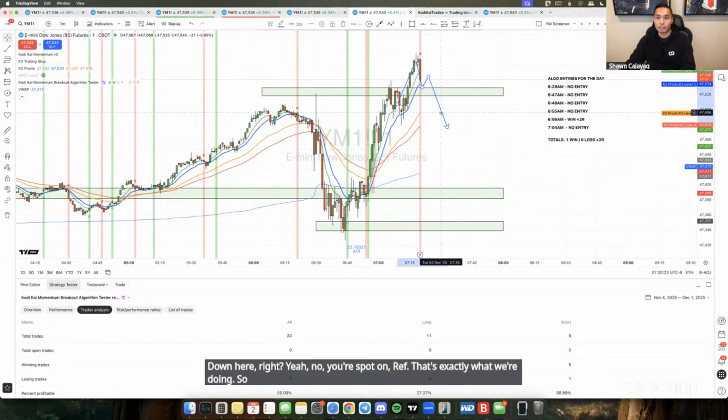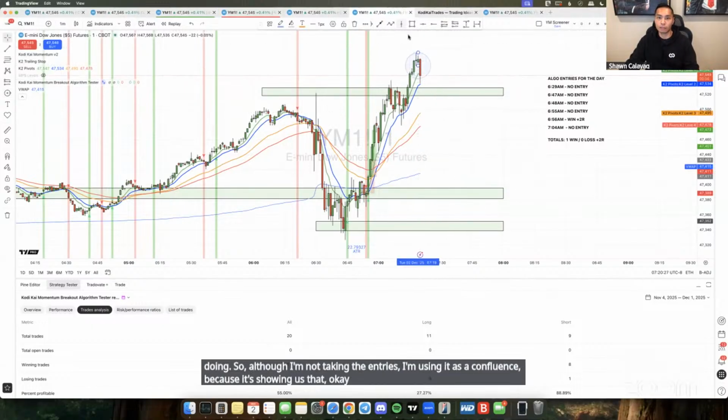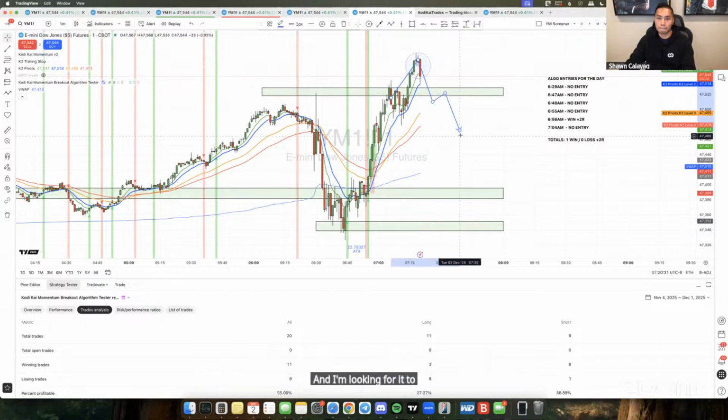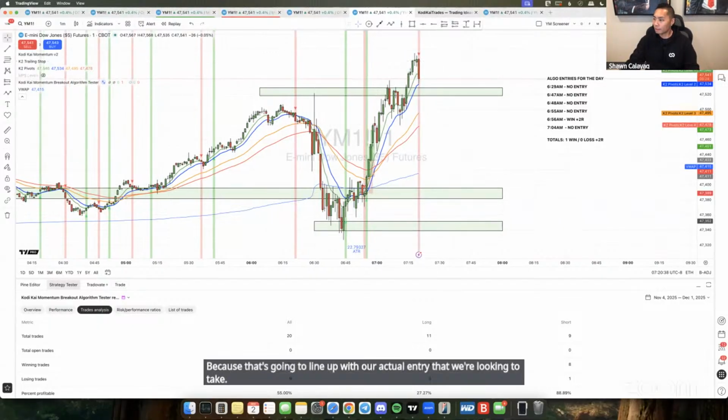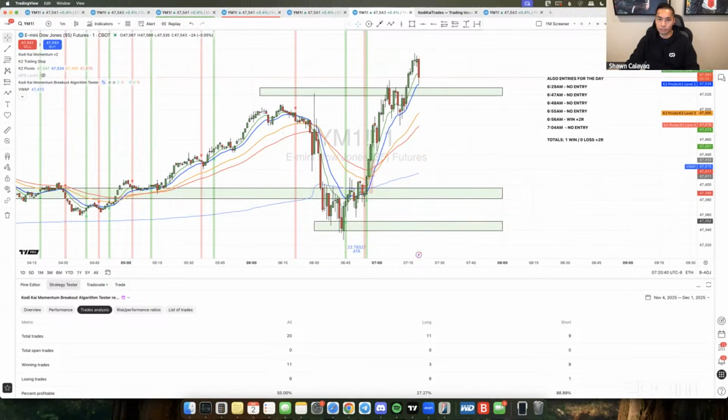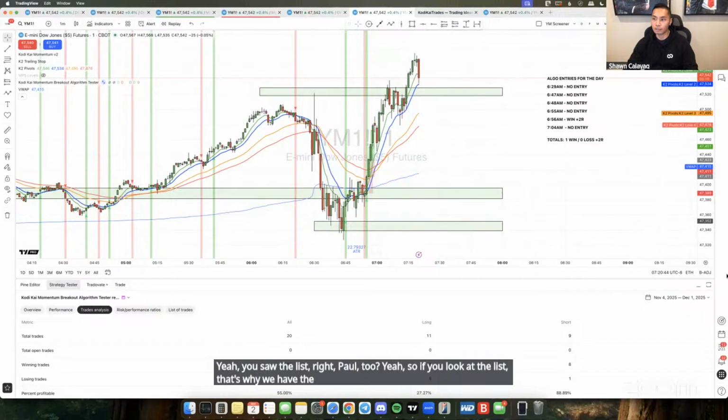So although I'm not taking the entries, I'm using it as a confluence because it's showing us that okay, reversal is going to happen right here, and I'm looking for it to come back down because that's going to line up with our actual entry that we're looking to take. Yeah, you saw the list, right, Paul, too. So if you look at the list, that's why we have the against entries still listed. I'm not going to completely ignore them. They're there for us to identify the reversals.